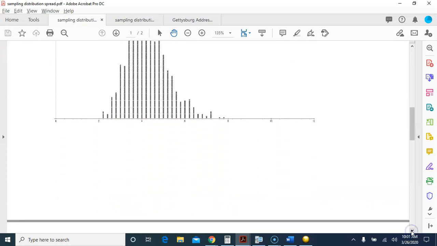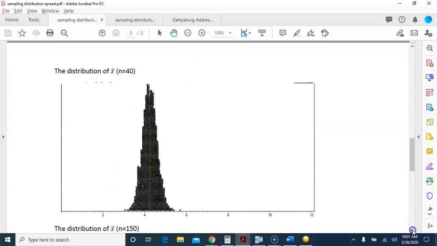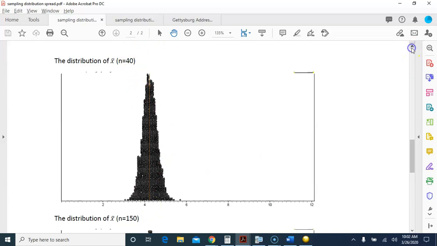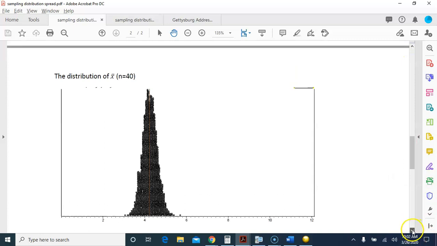If the sample size is 40, now the x bars are much more tightly bunched, and pretty much all of the x bars are between 3-ish and 5-ish. So the point is that as the sample size gets bigger, in this case it's 40, the spread of the x bars gets smaller.